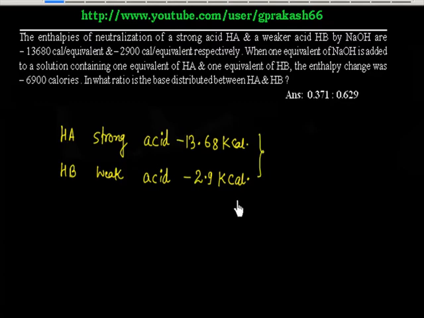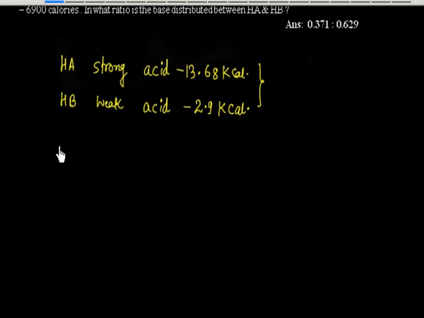So you see, in case of weak acid, heat releases less because of dissociation. So some of the energy goes for dissociation. And we have to find, if one equivalent of NaOH, that is 1 mole of NaOH, is added to a mixture that contains HA plus HB, and I pour NaOH from the top, this NaOH added is 1 equivalent, and that is the same as 1 mole.